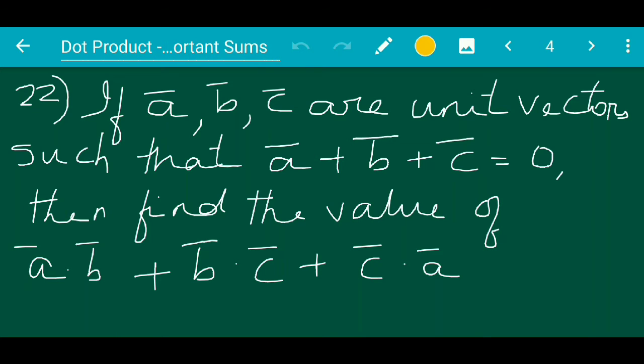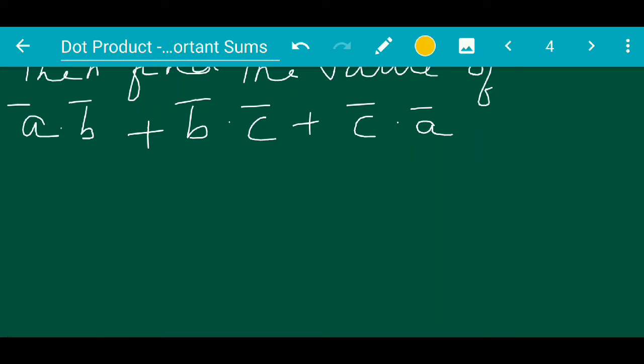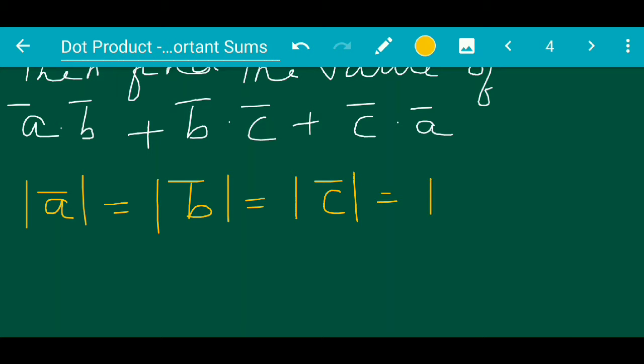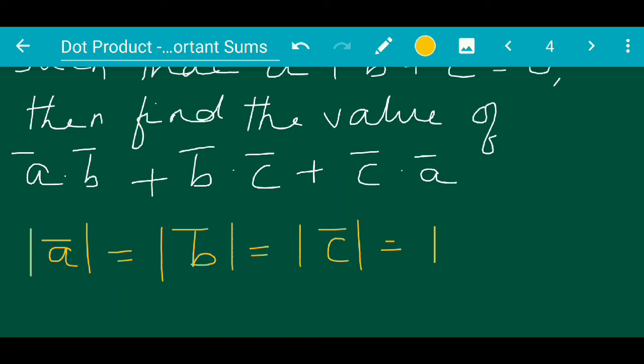If a, b and c are unit vectors, such that a bar plus b bar plus c bar is equal to 0, then find the value of a dot b, b dot c and c dot a. So first of all, a, b and c are unit vectors as they are given. Unit vectors means their magnitude is 1, as you know. So we have mod a and mod b and mod c is equal to 1.